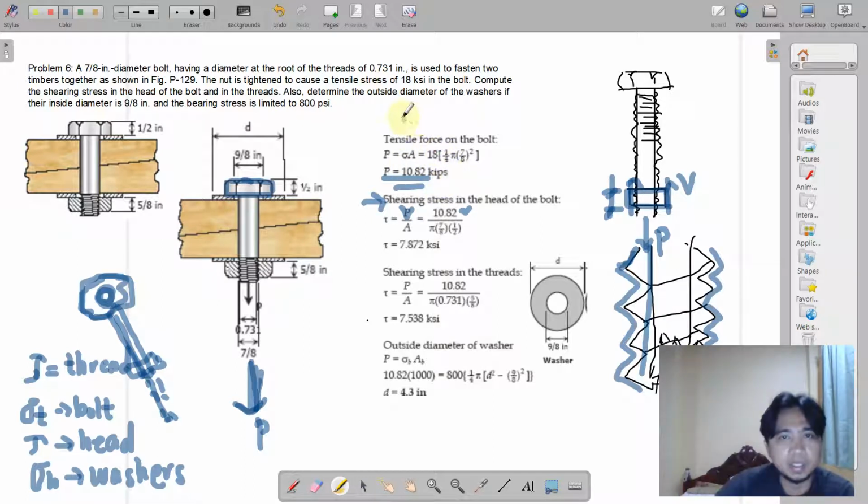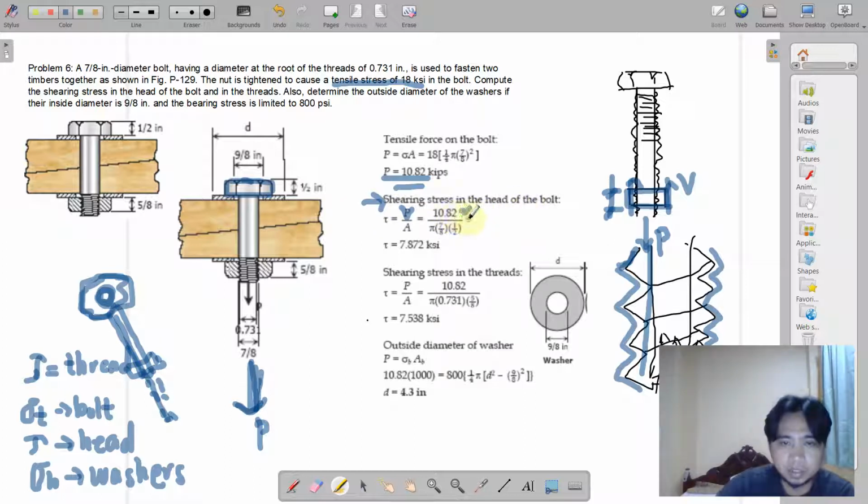Since we have 18 KSI tensile stress given here, we'll just multiply that by the cross section of the bolt itself, that is pi over 4 times 7 over 8, squared. So manipulating the equation, we come up with 10.82 kips, which will be used on the shearing stress in the head of the bolt.